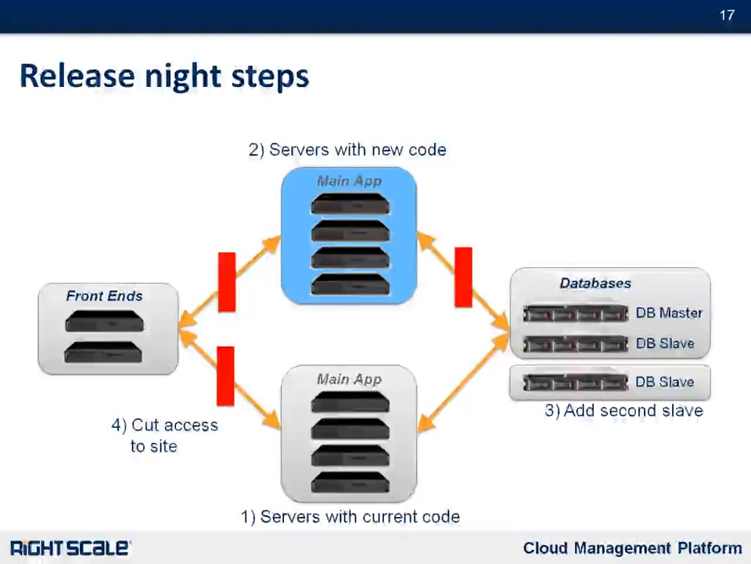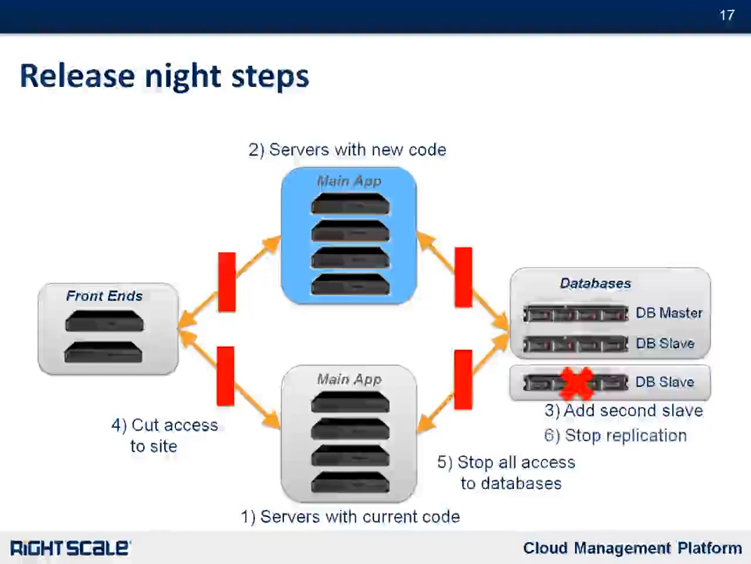What we do in that case is we cut access to the site. That's the moment in which the maintenance page goes up. We cut every access from the front ends, and then we make sure that nobody is writing to our databases. Once we make sure of that, we stop replication on that second slave. So we have a hot database machine with the exact same configuration at the moment of the maintenance page.